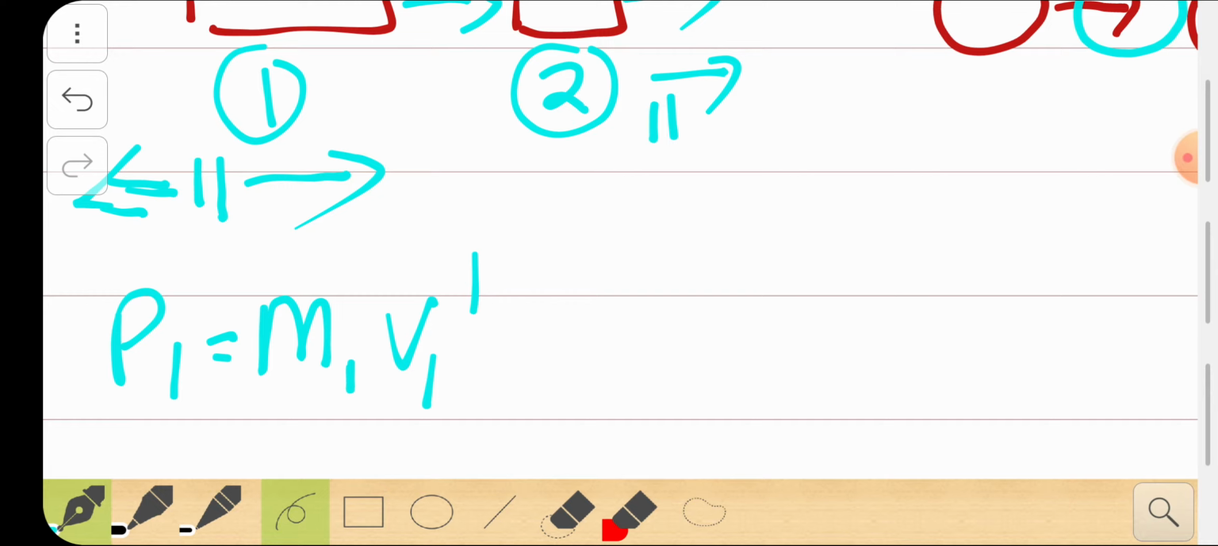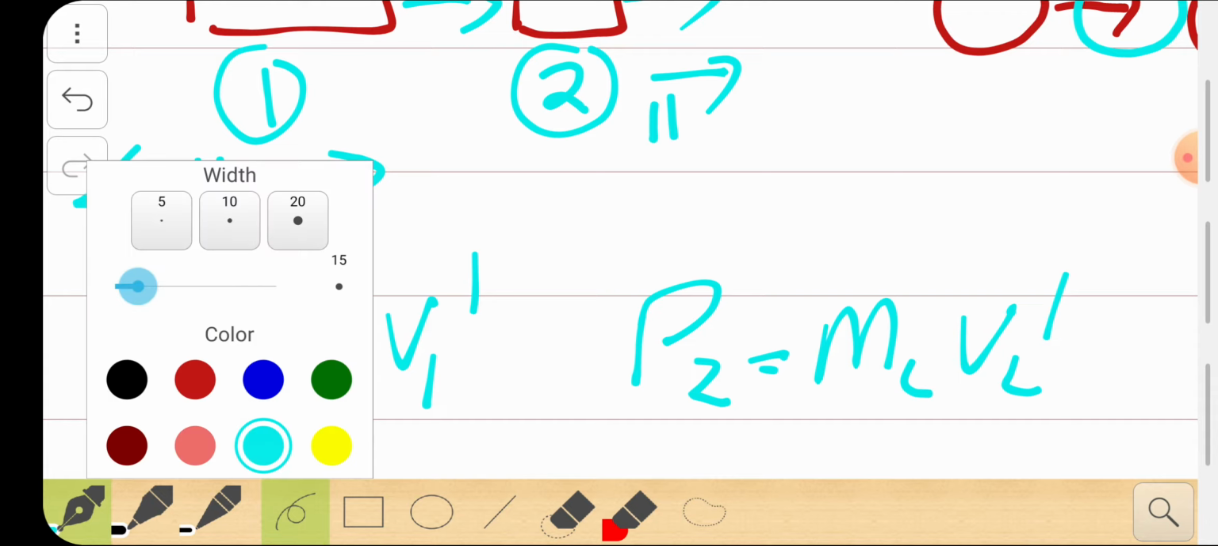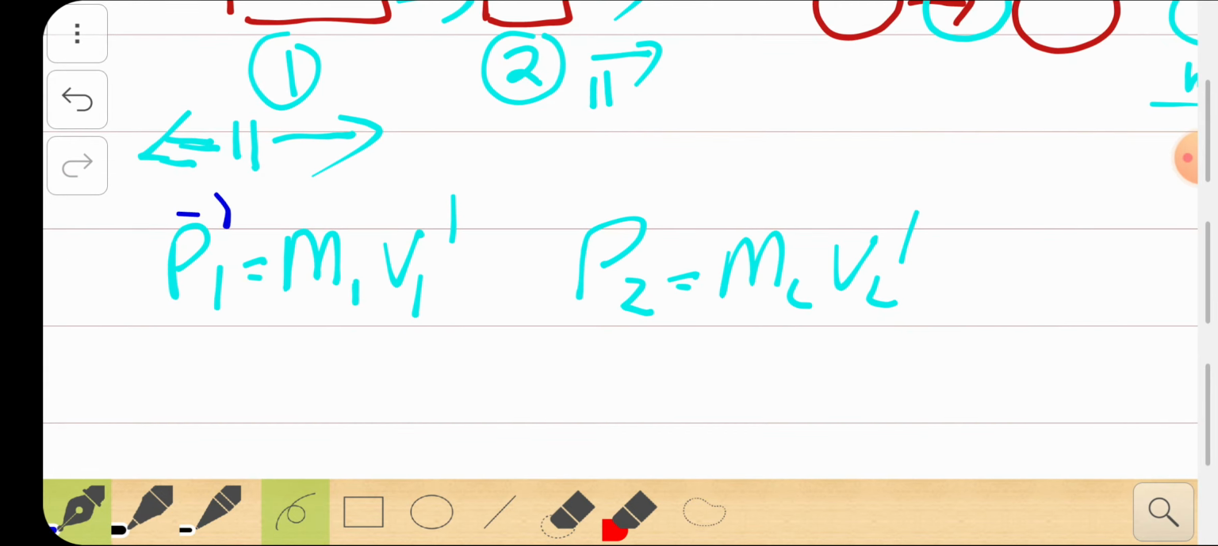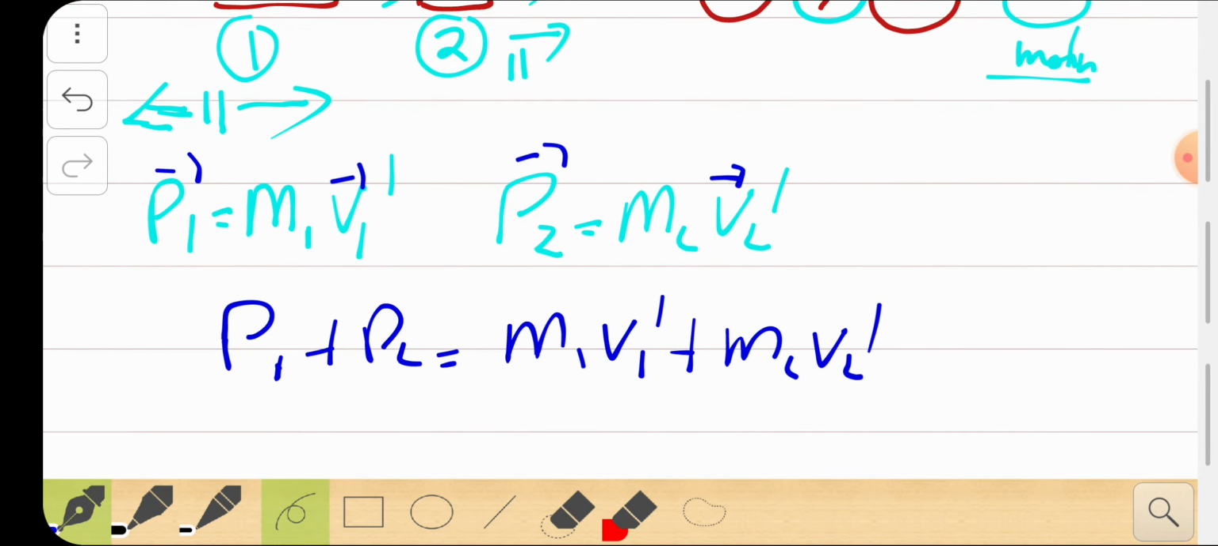It could be on the right side or left side, or it would be zero. It could be zero, anything is possible. And p2 could be m2 times v2 dash, right? It will be changing. So that's velocity, that's the momentum. Okay, that's the momentum vector anyway. So what happens after collision? The momentum after is p1 plus p2, which is equal to m1 v1 dash plus m2 v2 dash, right? So that's the momentum after collision.